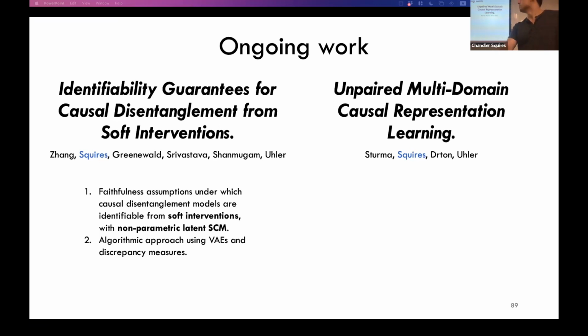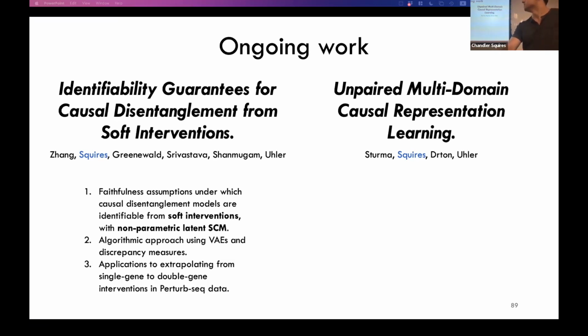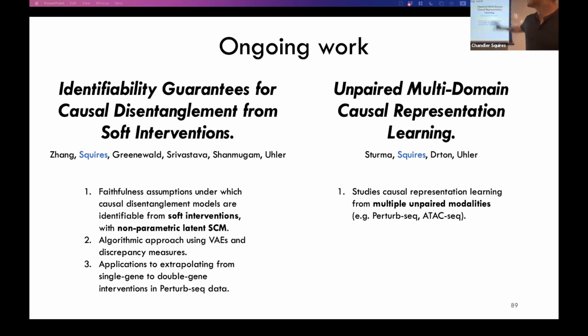This also introduces an algorithmic approach and has some applications where we try to extrapolate from single gene knockout data to knockout data where two genes have been knocked out, and showing some instances where that works. And we also have some work with a slightly different flavor, where instead of considering multiple contexts which correspond to interventions, we study multiple modalities.